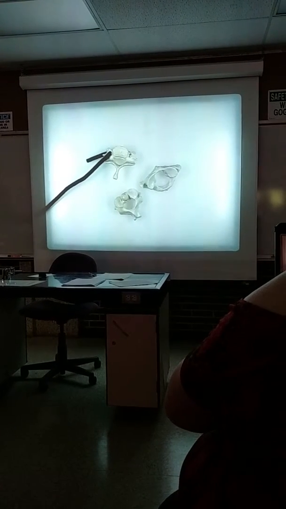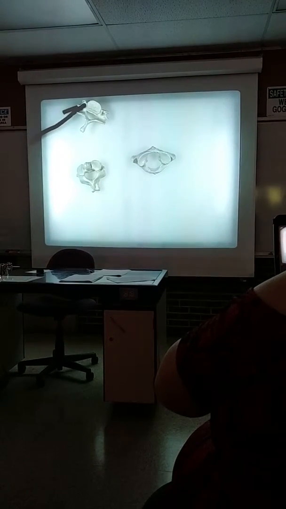It's called a transverse foramen. All 7 cervical vertebrae have a hole in the transverse process. It's called a transverse foramen, and no other vertebrae have them. So it is fair game for me to put a cervical vertebrae up there for you and say, what type of vertebrae is this? And you'd say cervical because it has a hole in the transverse process.